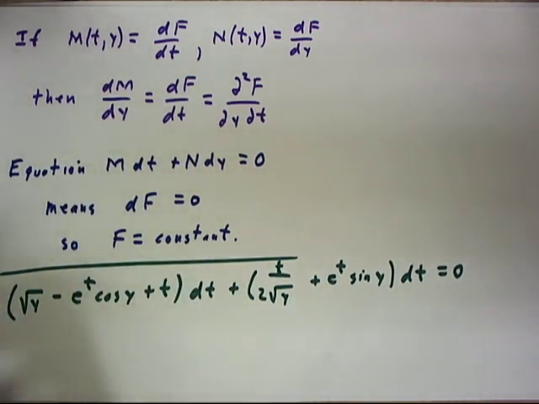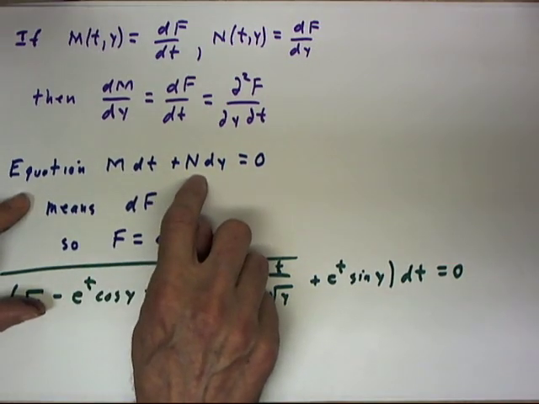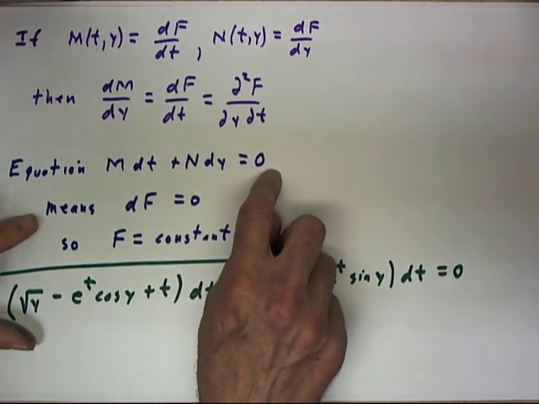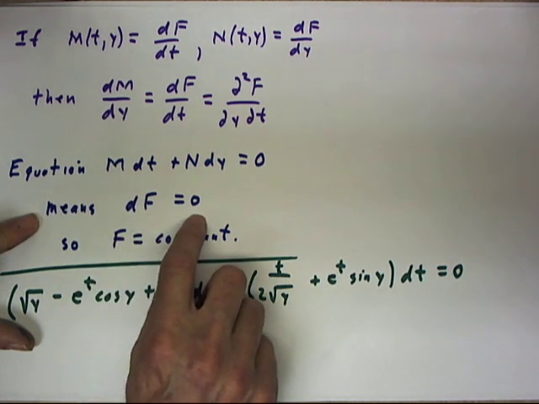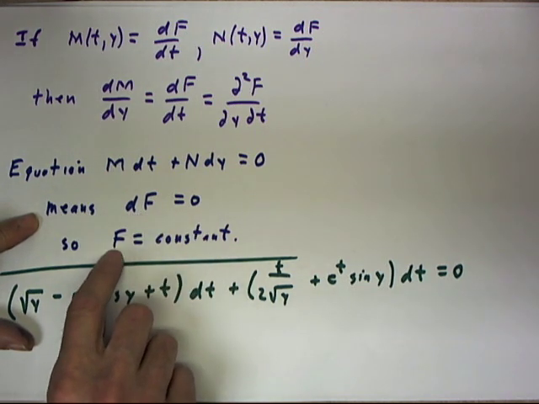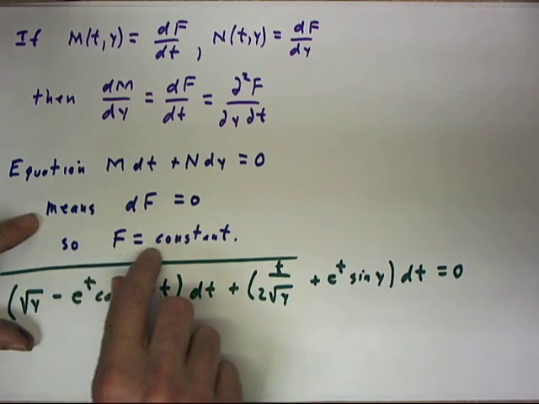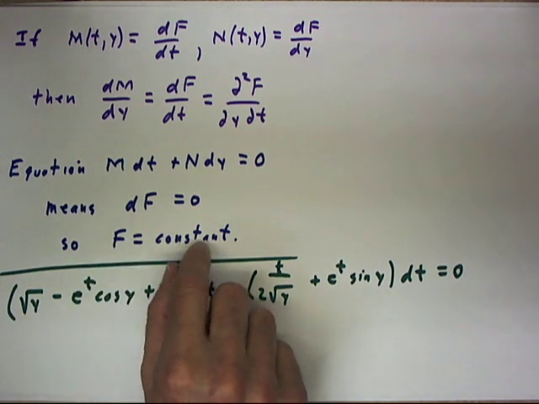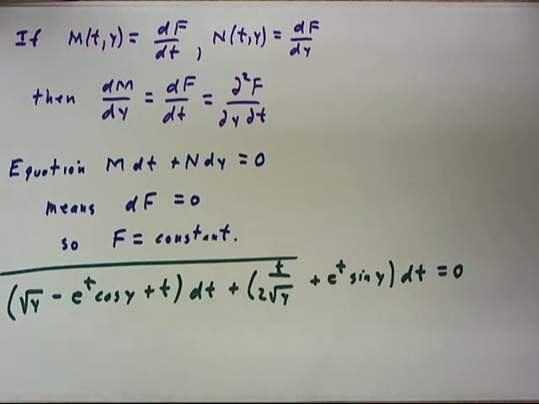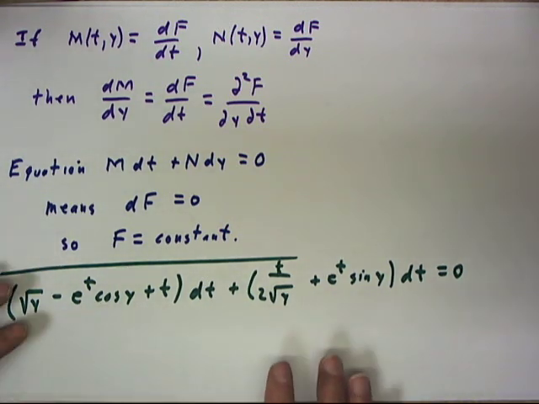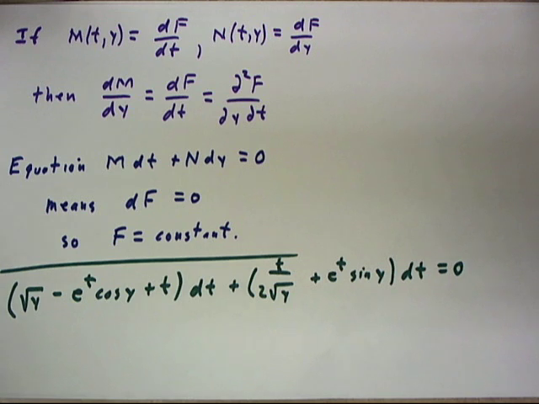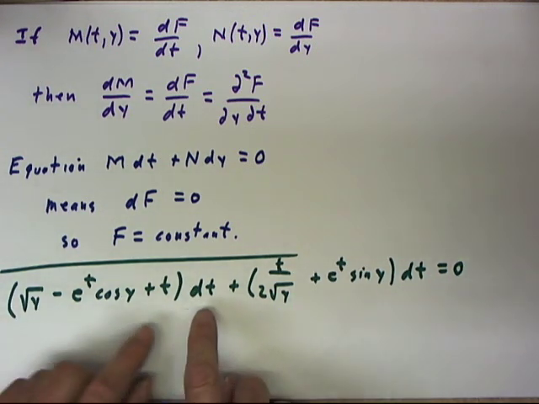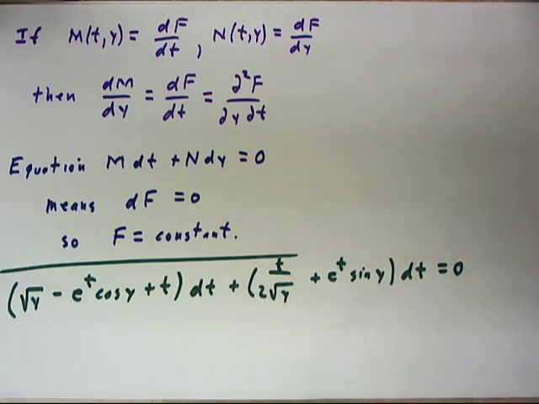In that case, we have an equation m dt plus n dy equals 0, which just means that df equals 0. If we can recover the f function, then setting that equal to a constant gives us a solution to our differential equation. Now, if you make sense of all these ideas and how they hang together, this is a pretty slick method. So this means that if we see something times dt plus something times dy, there. I think I've written it as dt.